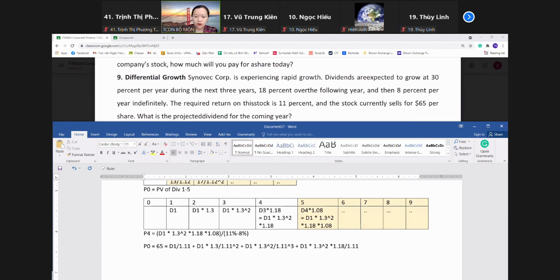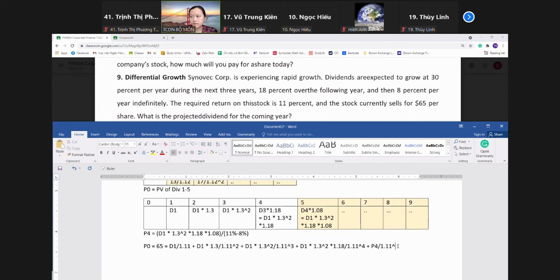divided by 1.11 to the power of 4. And the last one is the whole stream of cash flow from year 5, which is already equal to P4. I'm going to copy this just here. I just keep P4 divided by 1.11 to the power of how many periods are we going to put here?